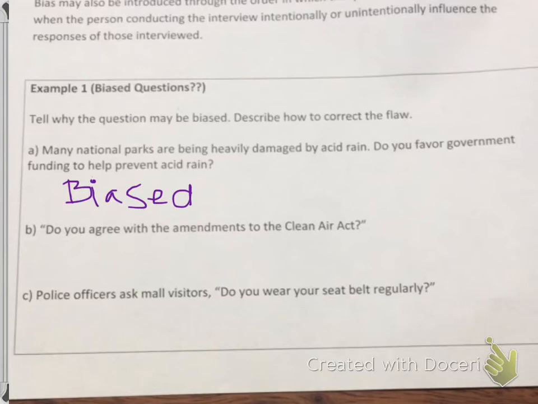It says many national parks are being heavily damaged by acid rain. Well, that definitely makes people form an opinion before they can even answer the question. You shouldn't be stating the opinion of national parks being damaged by acid rain and then ask a question about preventing acid rain. So how could they have written that question better? Well, they could have left out the information about acid rain and just asked, do you favor government funding to help prevent acid rain? I think that would be a less biased question than the one that was asked there.